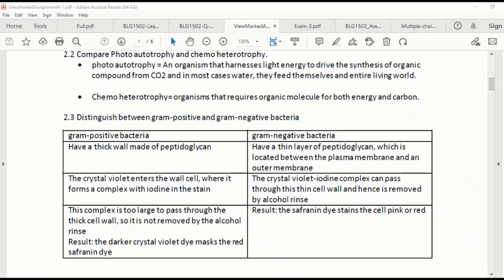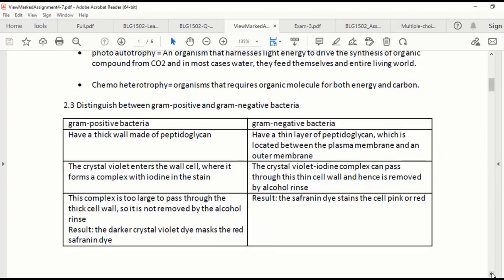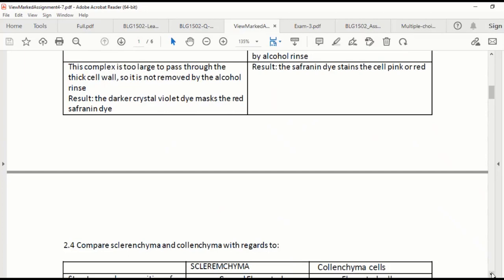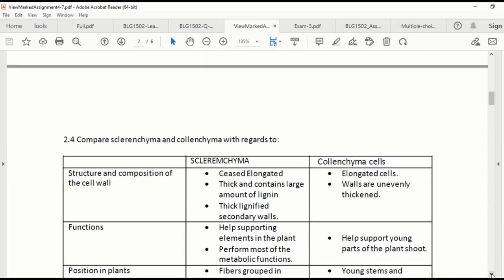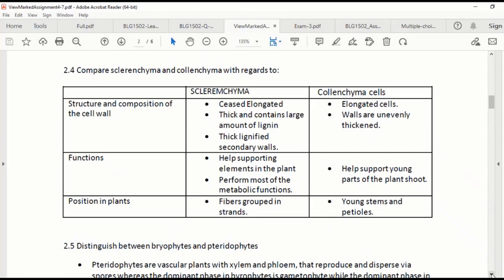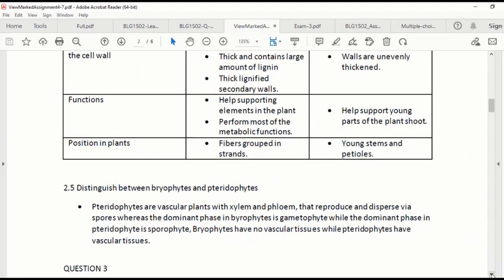And as we go further, sorry about that. Compare the sclerenchyma and parenchyma. This is a different paper with regards to structure, wall, function, and position in the plants. We were doing that just now. I'm going to pass that. Distinguish between bryophytes and pteridophytes.